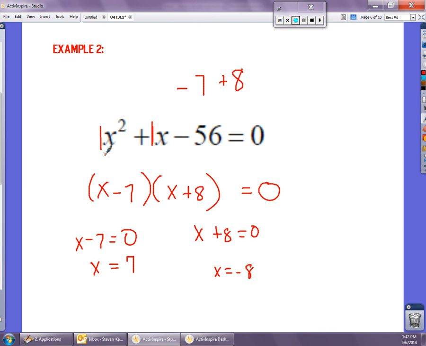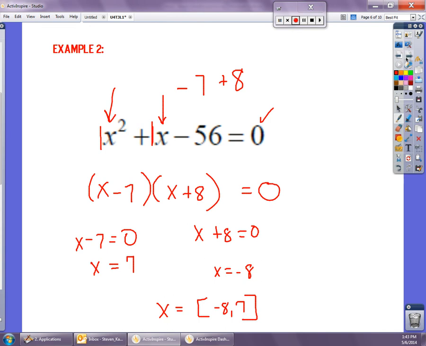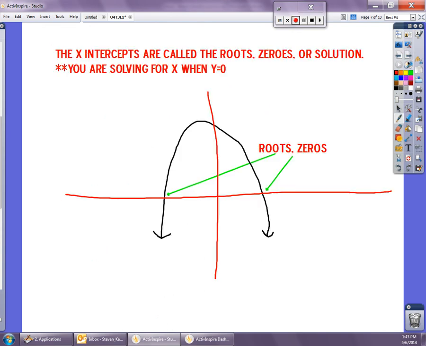That means if you plugged a 7 into this x and this x, it would equal 0. Or if you plugged a negative 8 in for this x and this x, you would get an answer of 0. So our solution set is negative 8 and 7. On page 4 of your packet, there are some example problems for you to do.